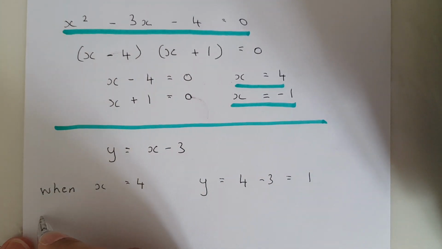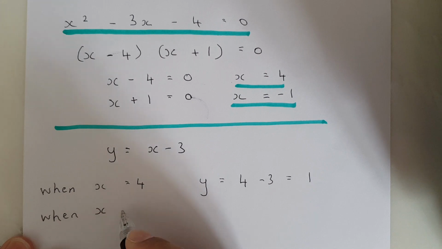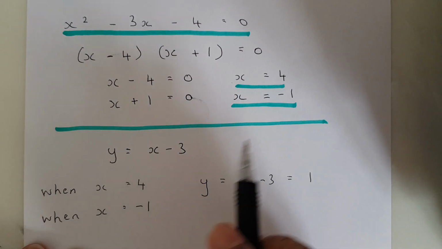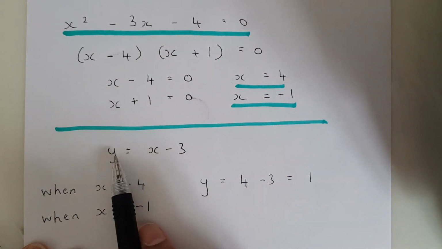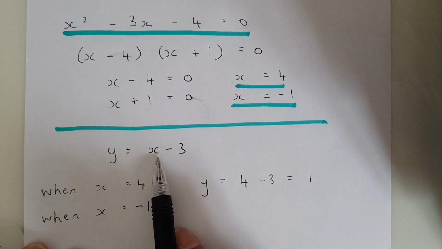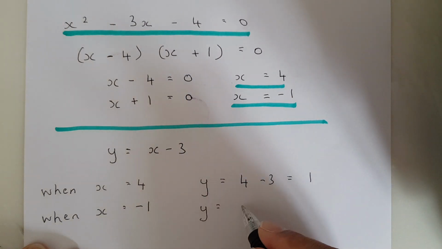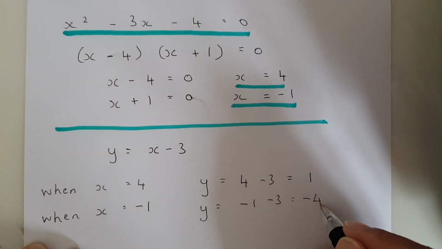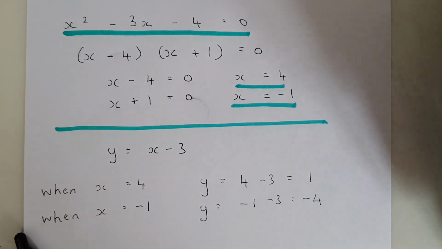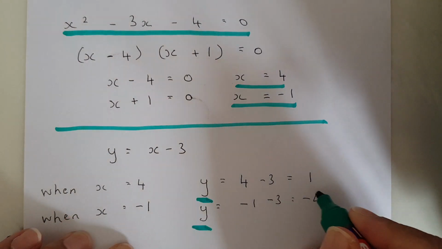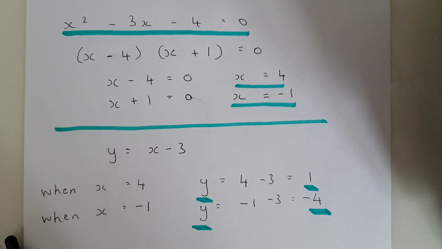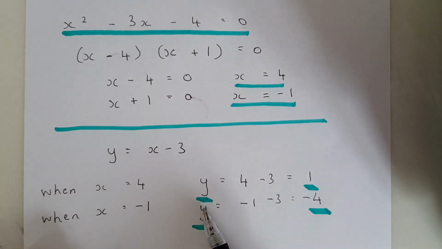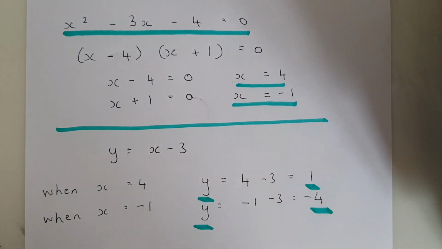Let's move it up a bit. When x is minus 1, I'm going to put minus 1 in there. So what I'm doing is putting these values in there to get y. So now I'm going to put minus 1 in there. So y equals minus 1 minus 3, which equals minus 4. Okay? So there are my y values. There are my x values there. x is 4, x is minus 1, and y is 1 and minus 4. Okay?